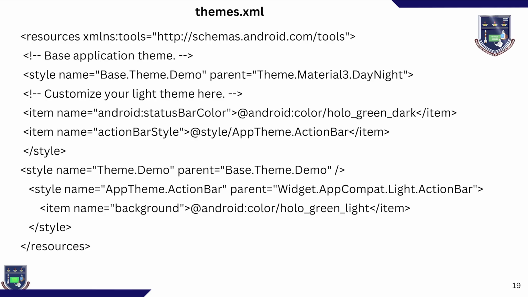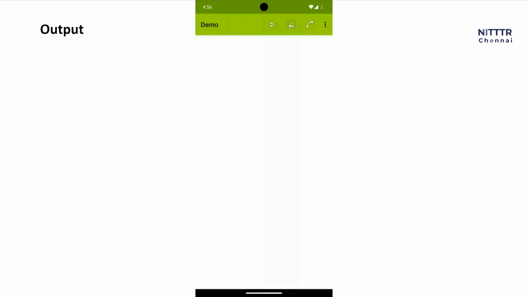Then next we will see how it works. What is the working principle of this? The first is about Theme.Demo. It is set as the application theme in AndroidManifest.xml. At the same time, it applies the status bar color, the action bar background color, and other Material 3 day or night theme defaults. So all this we can set. Before we move into the next type of Android menu, when you execute all this code, you will get this output. You can check it. This is the output of executing all this XML and the design theme.